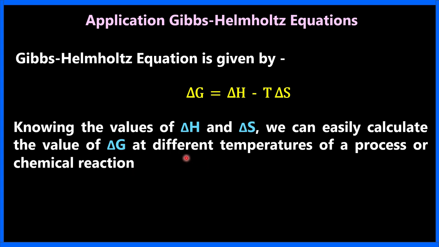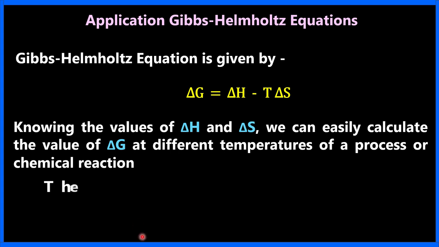So, delta G can be calculated from this relation of a process or chemical reaction at different temperature. We know that if delta G is negative at a particular temperature, then the process or chemical reaction will be spontaneous. And if the value of delta G becomes positive at a particular temperature, then at that temperature the process or chemical reaction will be non-spontaneous. That is, the process or chemical reaction does not occur at that temperature.